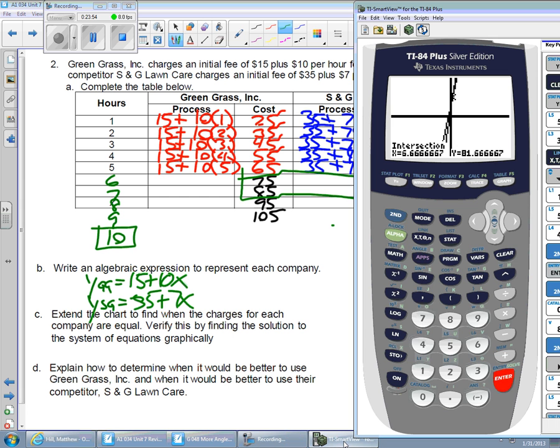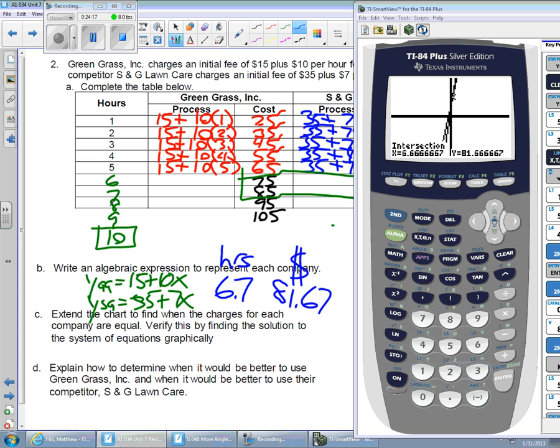Yeah, and I think that's where this solution is talking to us. Okay, we got 6.6 repeating, that's 2/3. So we got 6 and 2/3 on the X, 81 and 2/3 on the Y. So we got basically 6.7, and that is our X. And we've got 81.67, and that's our total cost.